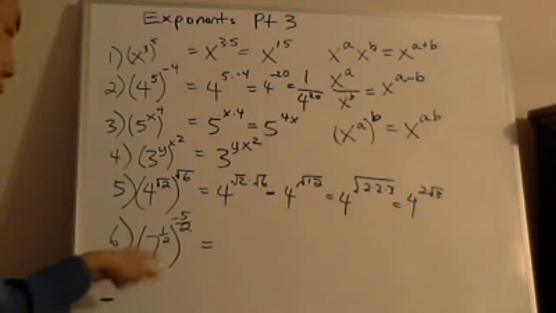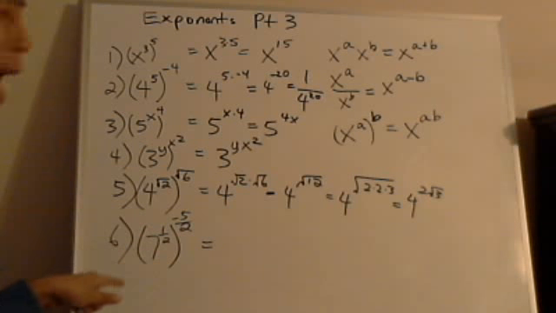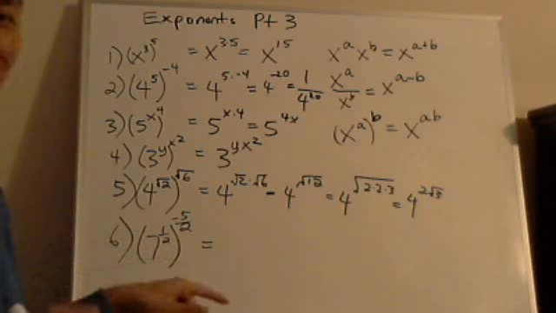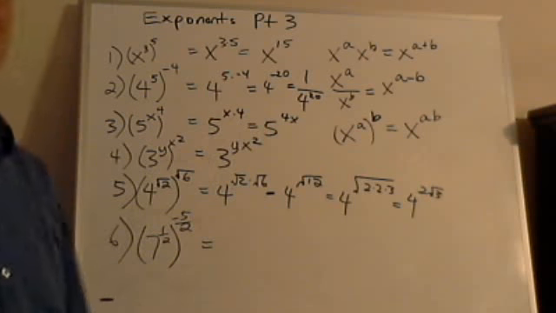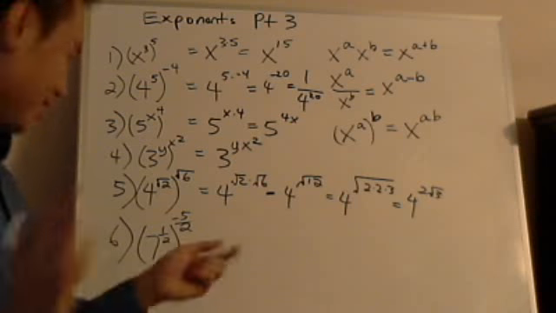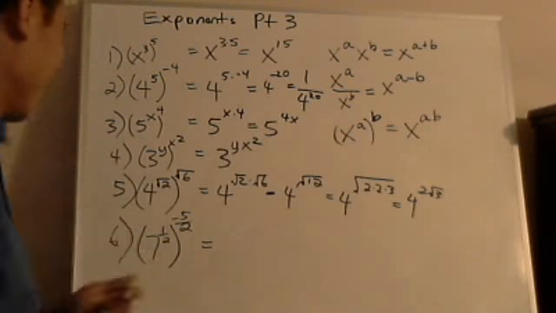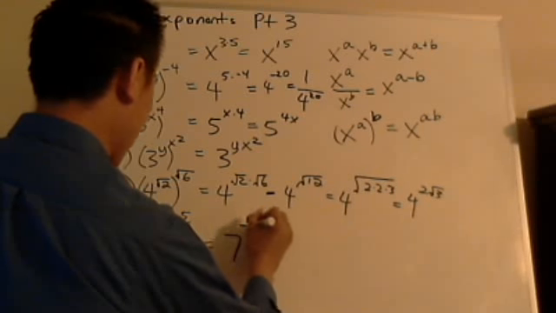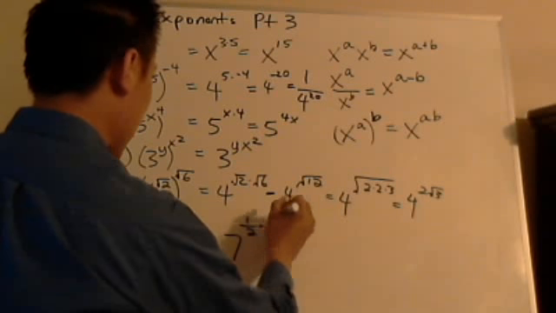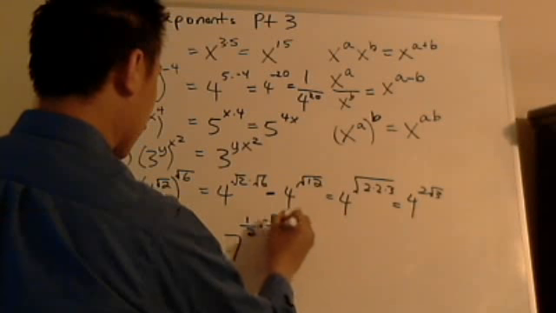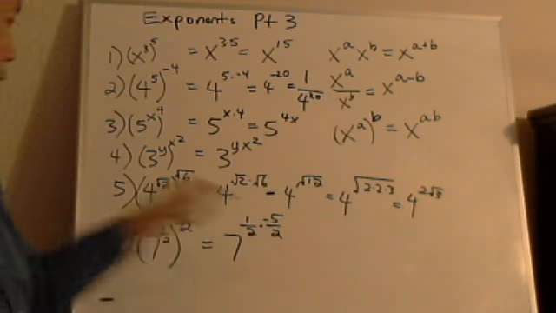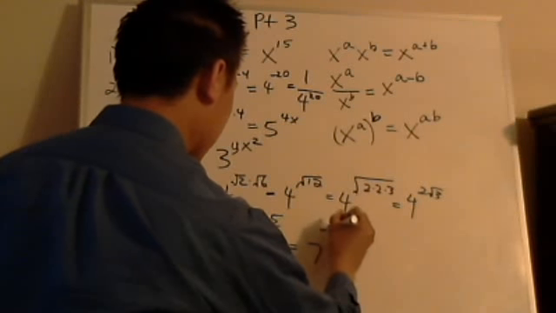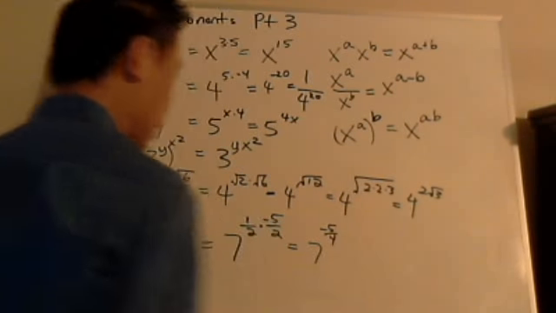Number 6. What if you have something like this? 7 to the 1/2 power to the negative 5/2 power. So now you've got fractions and then you get a negative fraction on top of it. What do you do? You do the same thing, right? The rules don't change. So you get 7 to the 1/2 times negative 5/2, okay? And then that will be 7 to the negative 5/4 power, okay?